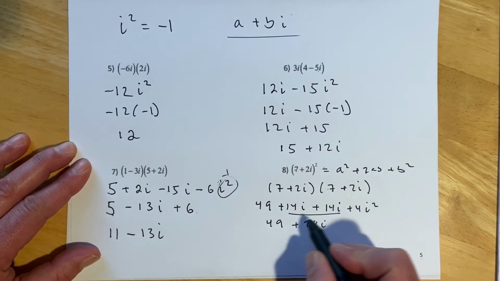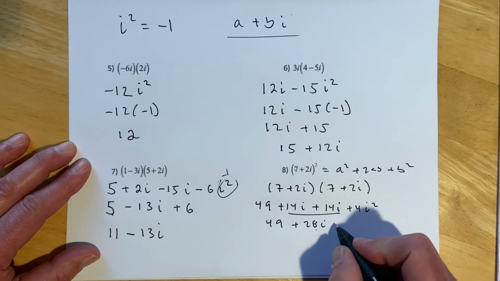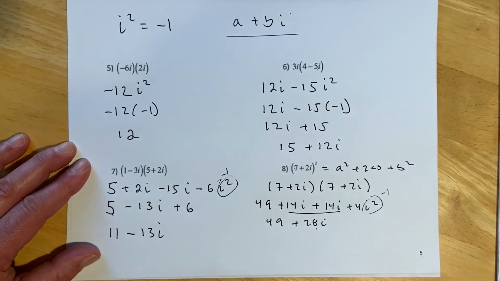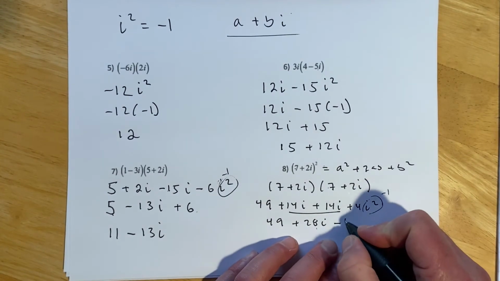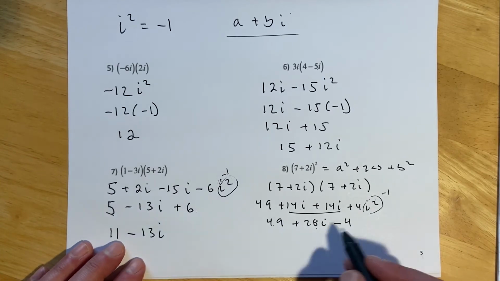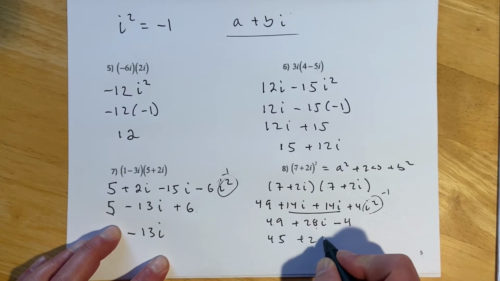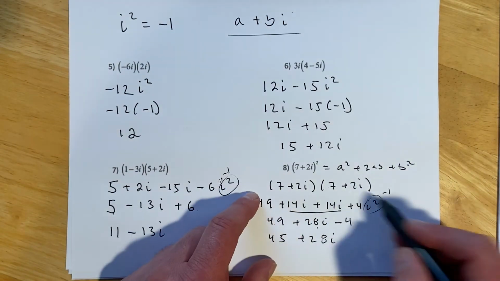And if you look, there's my 14 and 14 for 28. And then 2i times 2i, there's the 4i squared on the end. And this time it's that i squared, so I'm going to write that minus 1 as minus 4. And then collect my terms, 49 and 4, and that would be 45 plus 28i. So you can either do this or just do the FOIL, and it comes out the same.